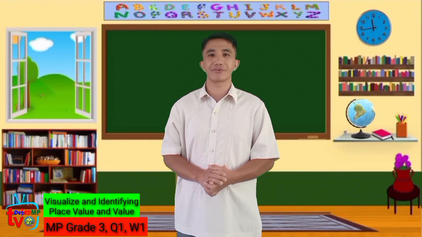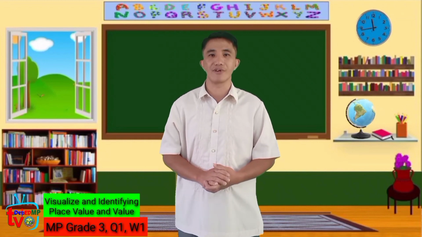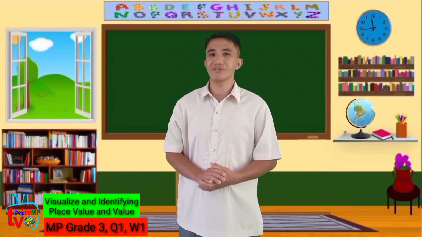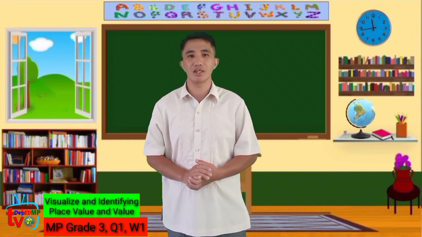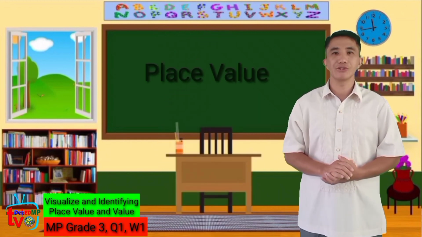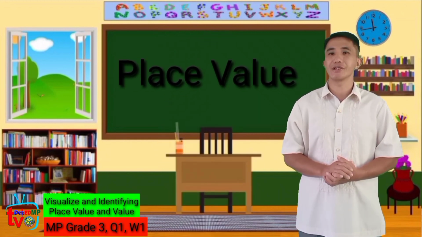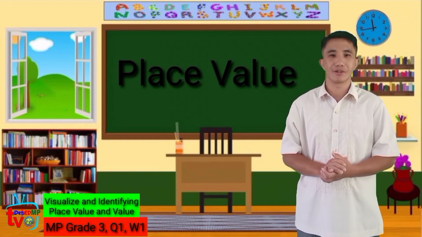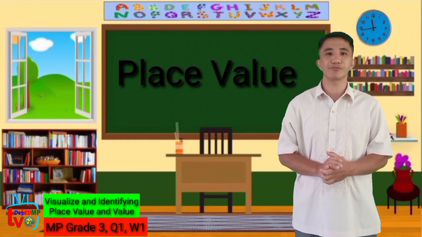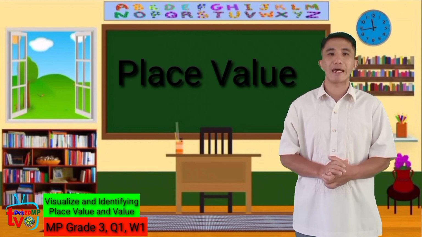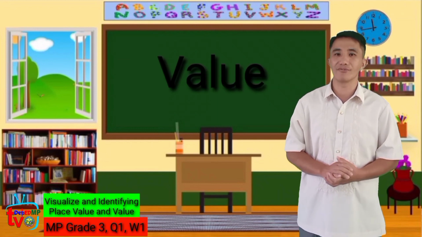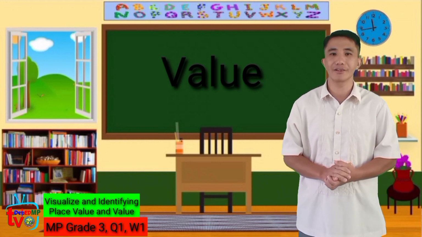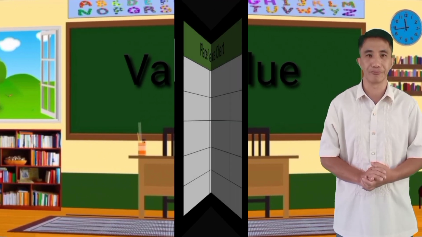Let's now move to the second topic, which is all about identifying the place value and value of a number. What is the difference between a place value and value? A place value is the place or position of a digit in a number. It could be the ones place, tens place, hundreds place, thousands place, 10,000s place, and so on. While for a value, we can get the value of a certain digit by multiplying the digit to its place value.